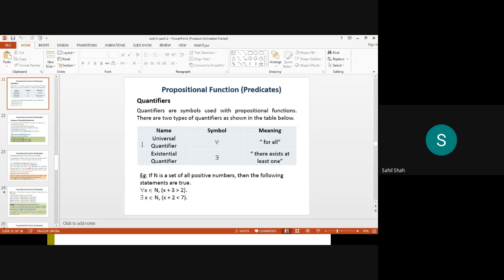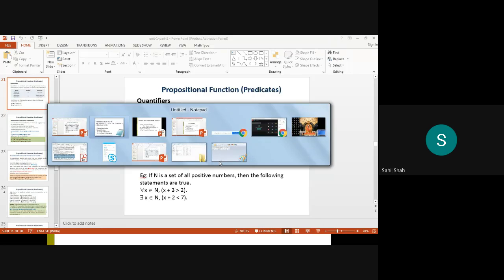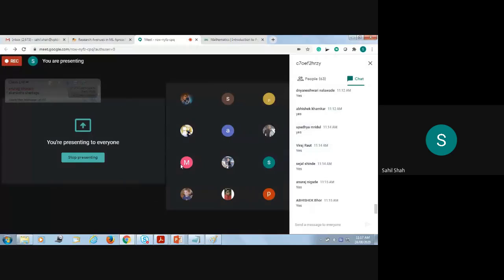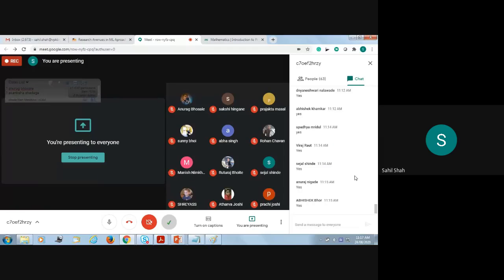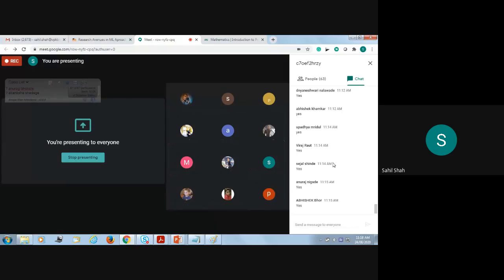You can use either for all if it is true for all the values. Otherwise, you can use existential quantifier. Am I clear? Can you tell me? I'm going to revise this in tomorrow's session again, but beforehand, I have just introduced you to the concept of for all and there exists. Am I clear? Can you tell me?